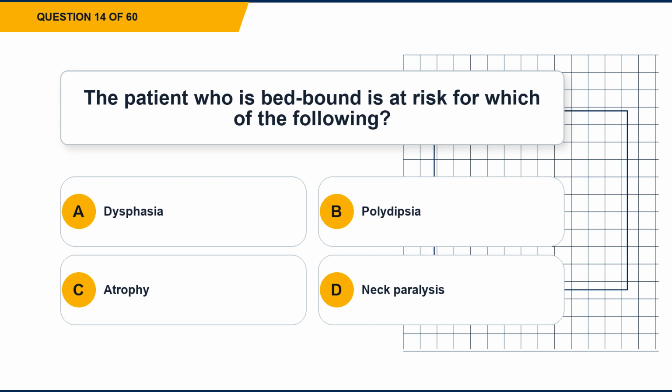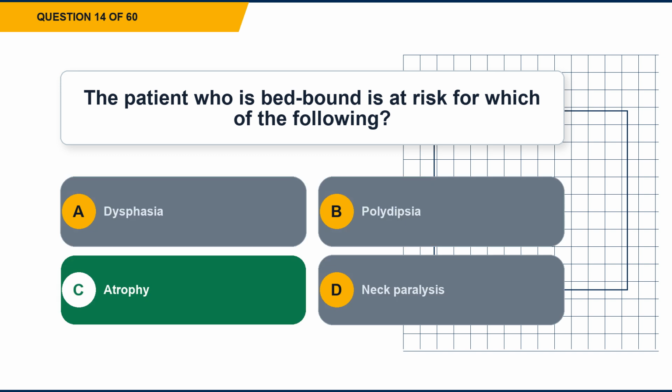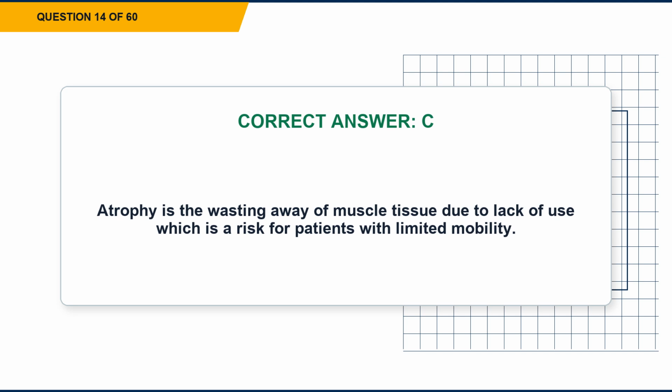Question 14. The patient who is bedbound is at risk for which of the following? Option A, dysphagia. Option B, polydipsia. Option C, atrophy. Option D, neck paralysis. The correct answer is option C, atrophy. Explanation. Atrophy is the wasting away of muscle tissue due to lack of use, which is a risk for patients with limited mobility.